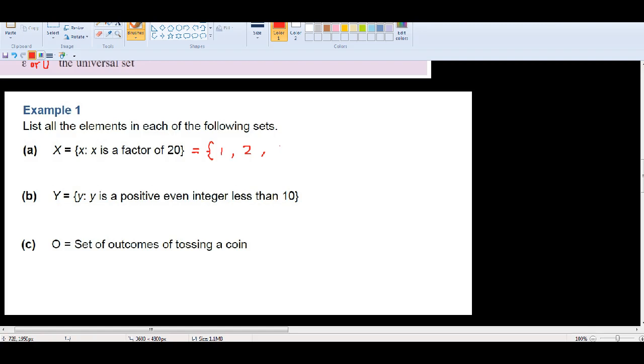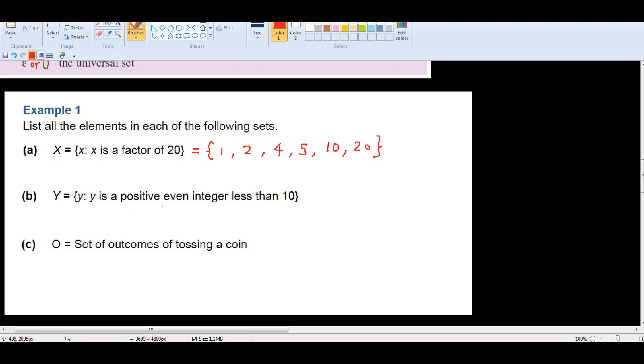Okay, and 3, how about that? 3 is not. 4 is. 5 is a factor. And then the next factor will be 10, because 2 times 10 equals 20. Also 20 itself. Okay, so here are all the factors. When you list out the factors in a set, you just list them with curly brackets on both sides, right?